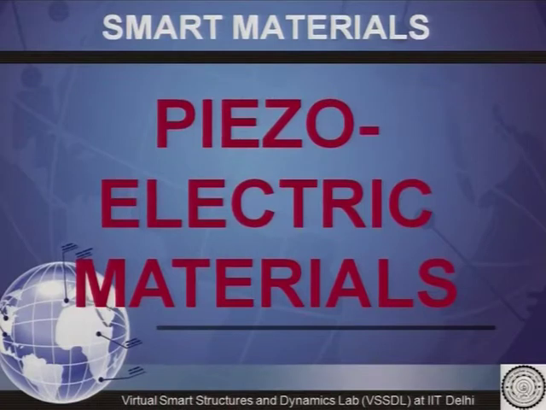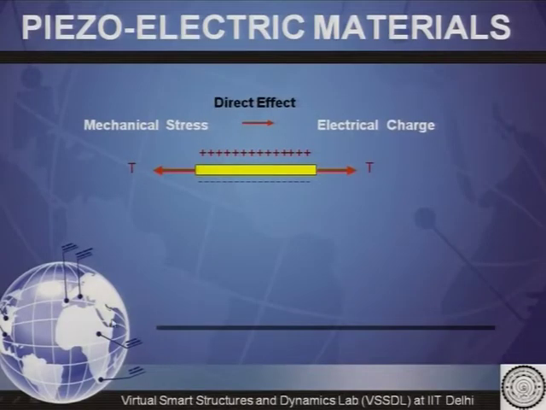Now, we will be concentrating on the piezoelectric materials because the whole lab is based on these piezoelectric materials. In these materials, there are two different types of effects. In the direct effect, when mechanical stresses are applied on these materials, they produce electrical charges. In this animation, you can see when the piezoelectric material is compressed, voltage in the form of positive and negative is being produced in these materials.